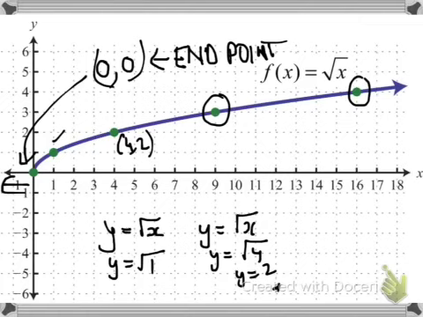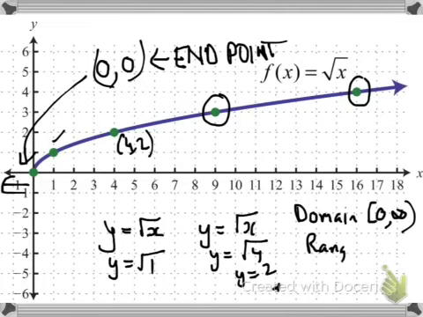So therefore, if we look at the domain of this function, it's from 0 to infinity. Look at the range of this function, it is the same. It goes from 0 up to infinity. So no negative values for x or y, so it's just in that sort of positive quadrant, like so.